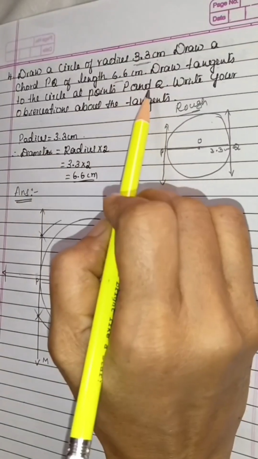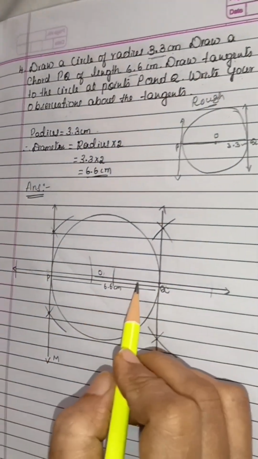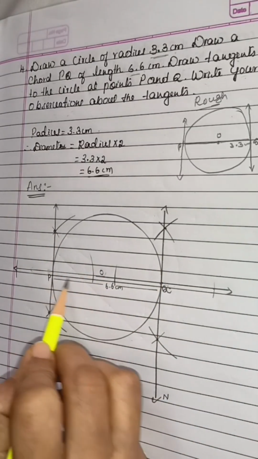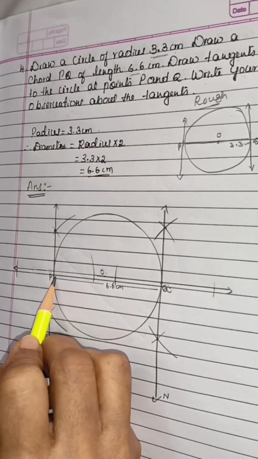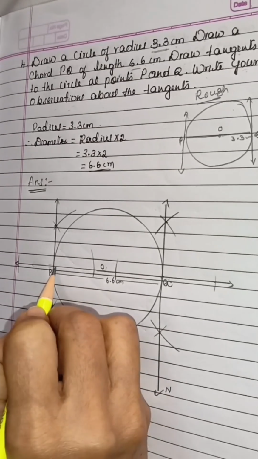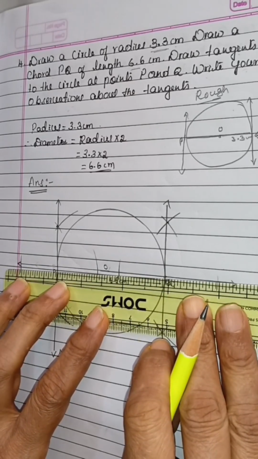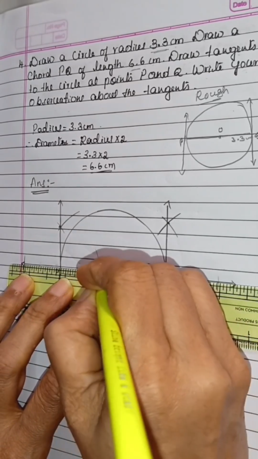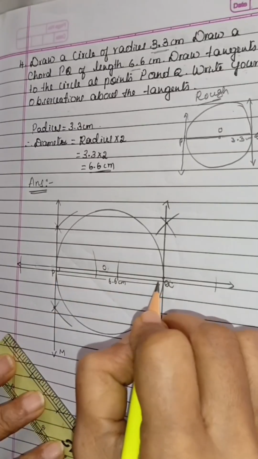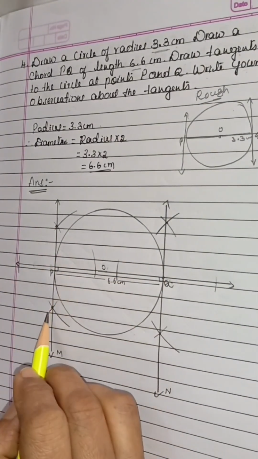Here the second part is to write your observations about the tangents. One observation is that the tangent is perpendicular to the radius. See, this is the line. This is 90 degree, and here also 90 degree. The radius is perpendicular to the tangent.